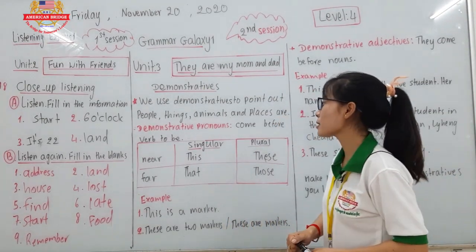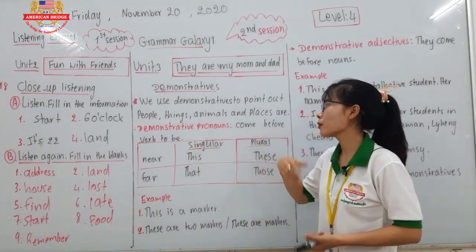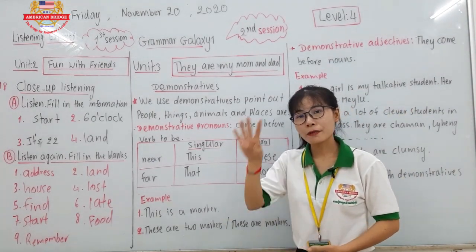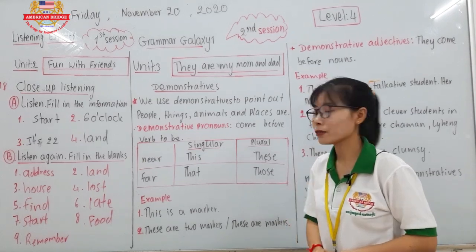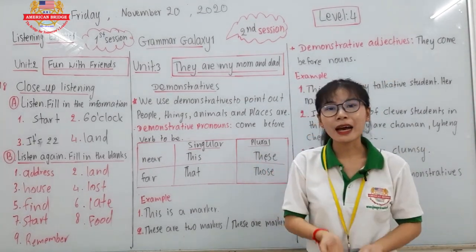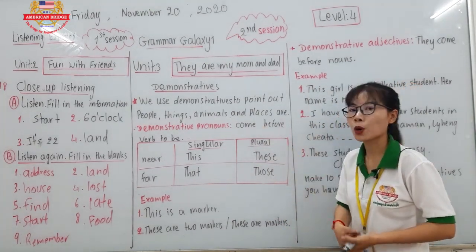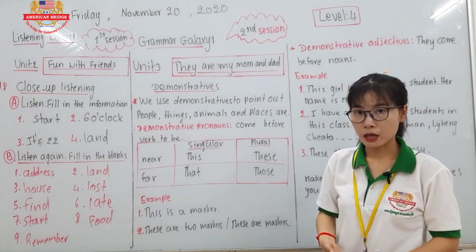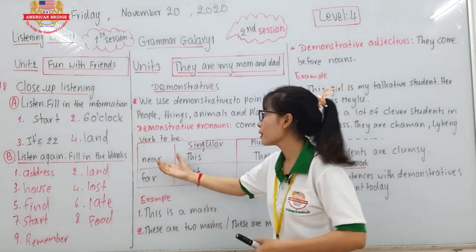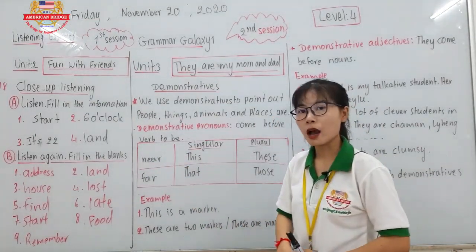The first one that I would like to talk about is demonstrative pronouns. Do you know how many demonstrative pronouns there are? There are 4 demonstrative pronouns that you are going to learn today: this, that, and those. Demonstrative pronouns come before the verb to be. We have singular and plural, and we have near and far. But today the teacher is just going to teach you only about near.